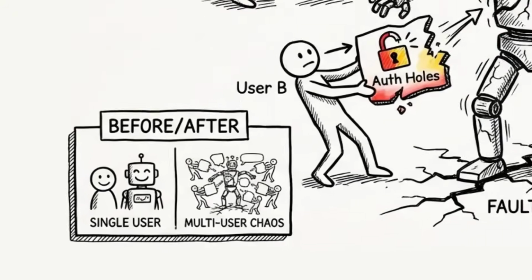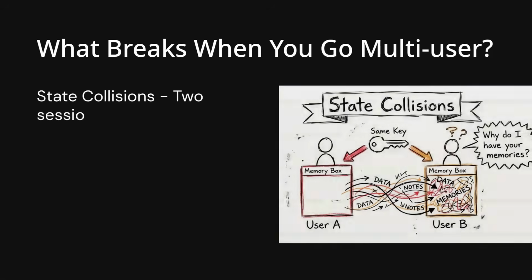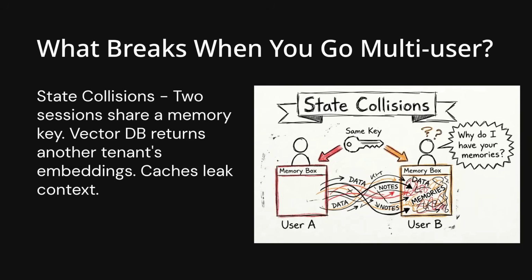So what are some of the things that break when you go multi-user? Well, one of the most common is some kind of state collision. This is where two sessions are sharing some kind of memory key, or you have some kind of cache that is leaking context from one user to another user. And this is very common in what we're seeing lately, where people are trying to have systems that learn from one user and then take that learning and apply it to multiple users going forward. The danger there is that you have these caches that basically leak context in a way that breaks privacy and can cause a whole bunch of different issues.